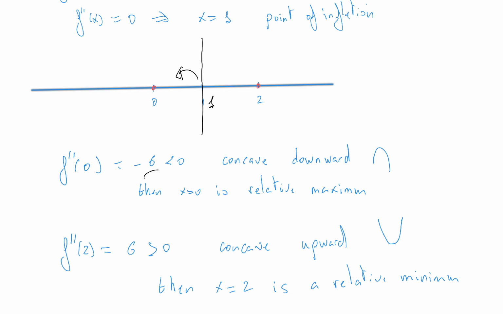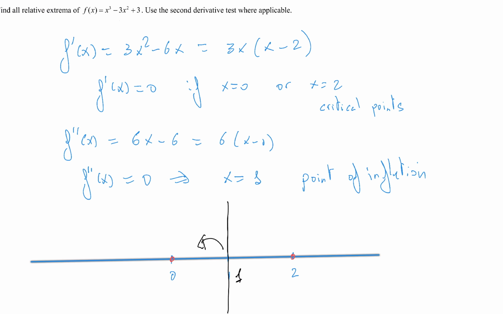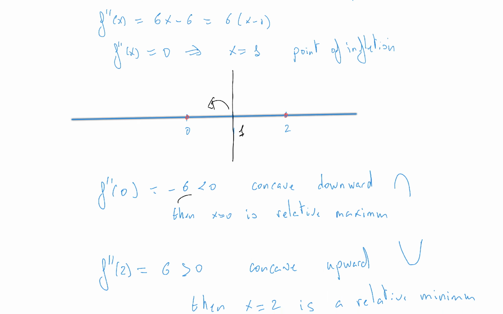So x equals 0 is a relative maximum. Why is x equals 0 a relative maximum? Because if you go to the first derivative, it is 3x multiplied by x minus 2. When x equals 0, f prime of 0 is 0, because 0 multiplied by minus 2 is 0, so it's a local maximum. Then the conclusion is written here.